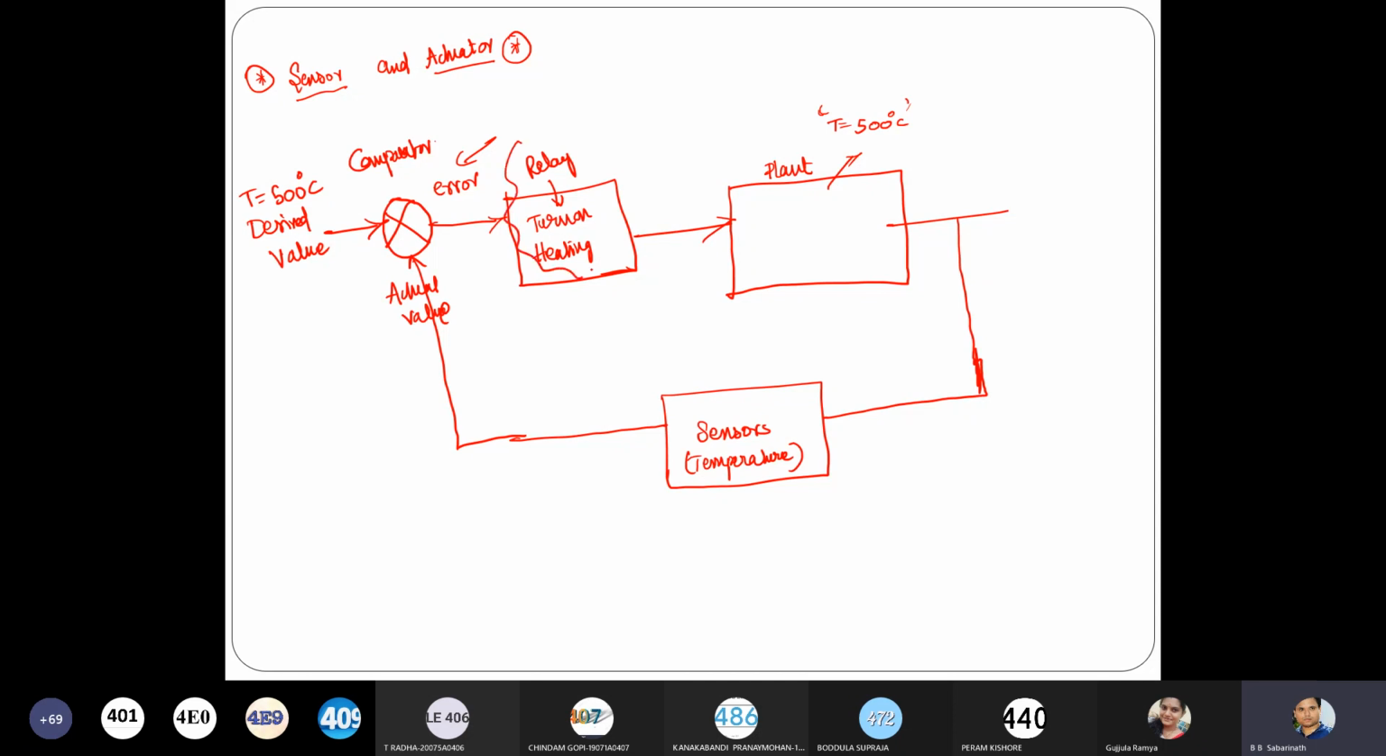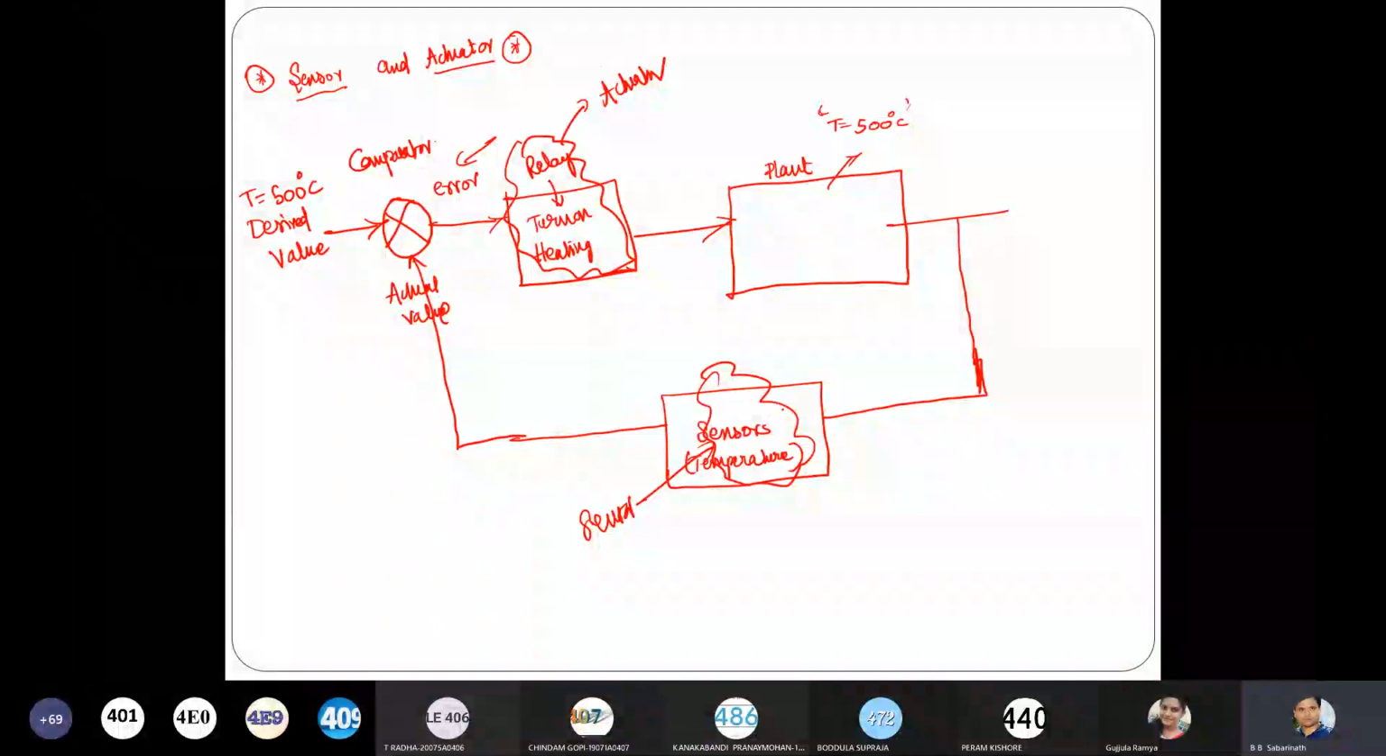So what is this? This block where we are turning on the heater is called the actuator. The mechanism where we are sensing the actual temperature of the plant is called the sensor. You know what a sensor is now, right? What is a sensor basically? A sensor is a transducer. An actuator is also a transducer. Basically the sensor is converting temperature, one form of energy, to another form. It is sensing the temperature.